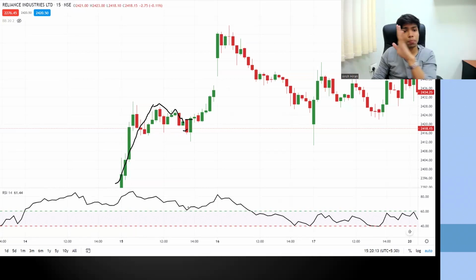Because we want the RSI to turn up, right? So here, when a green candle is forming and crossing the high of the previous candle, that means the RSI has turned up already. That means support has been taken. So you will buy and the market will go up. Another bumper move captured.